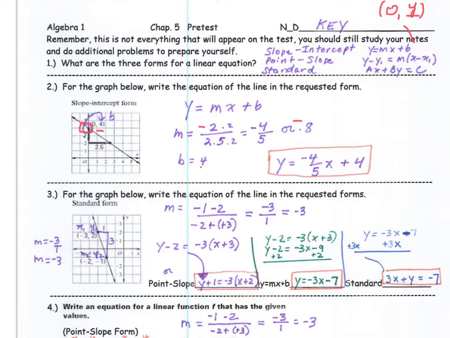So we have point-slope, we have slope-intercept. Now to get to standard form, it's really an easy procedure from there. We just need the x term to be on the other side. So to do that, we add 3x to both sides. Our standard form would be 3x plus y equals negative 7.